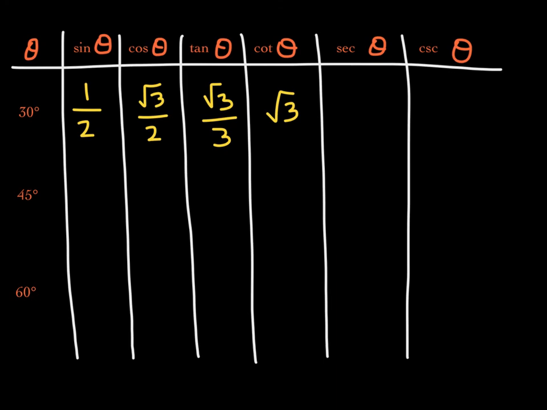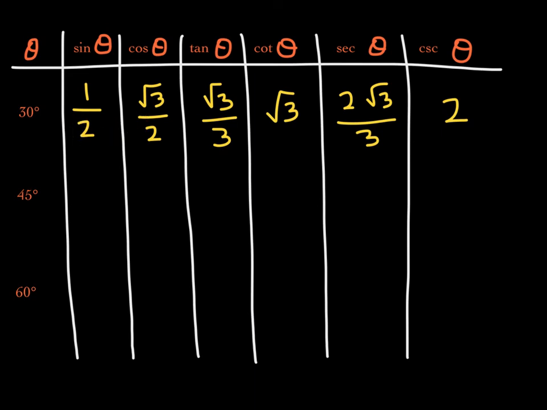Secant of 30 degrees is the reciprocal of cosine of 30 degrees. So that's going to be 2 root 3 over 3 after rationalizing. Cosecant of 30 degrees will be the reciprocal of 1/2, so that's just going to be 2. So had I forgotten these 4 values, I can get them all by just knowing these 2.